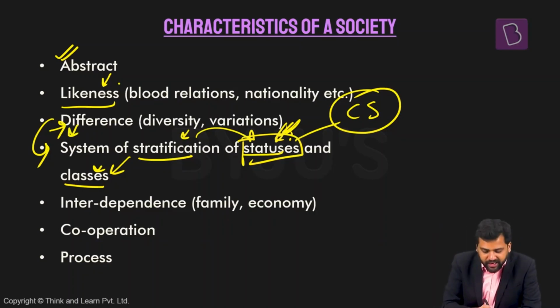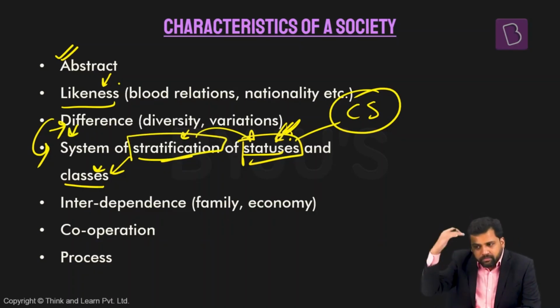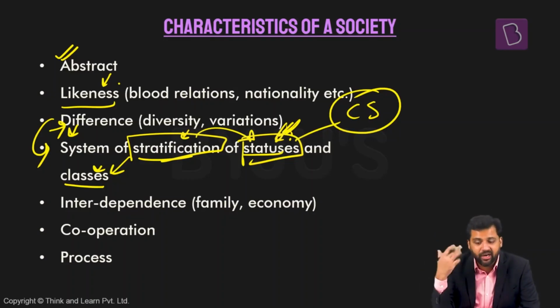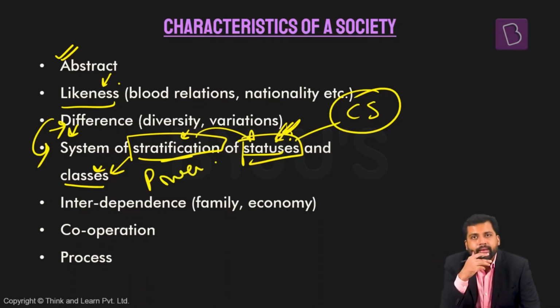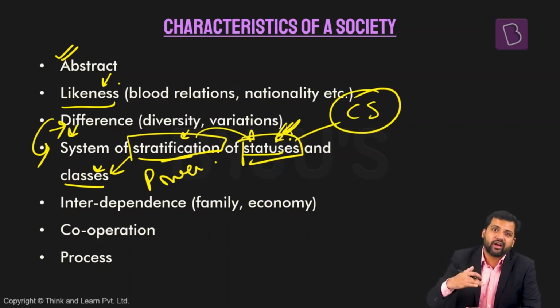So differences exist, and many times differences lead to stratification. Society again grades people. There is some form of gradation, and this gradation can be in terms of status, it can be in terms of classes. Sometimes it is also in terms of power. Some people are extremely powerful. Politicians, and among politicians also there are some politicians who might be extremely powerful.